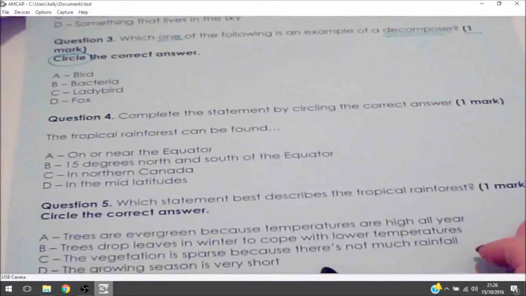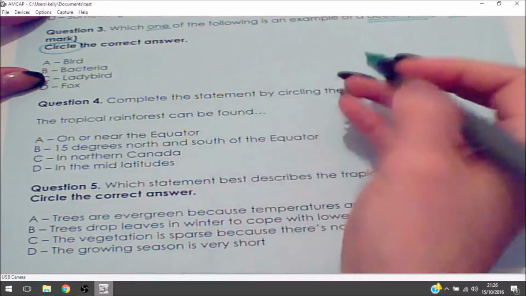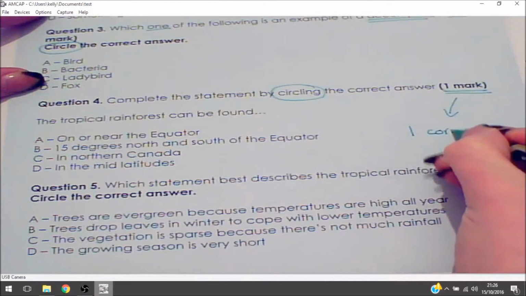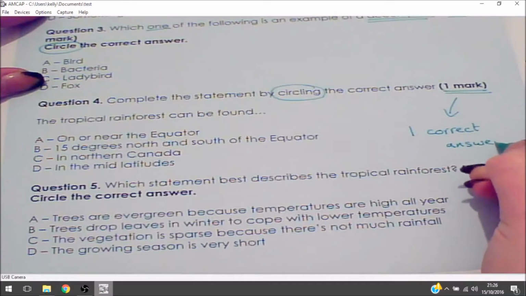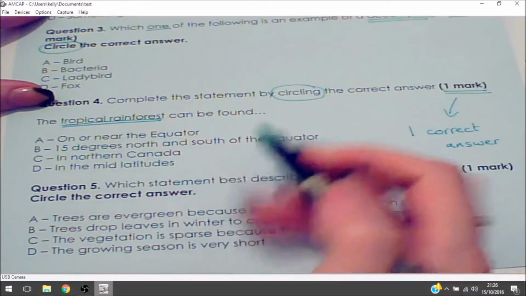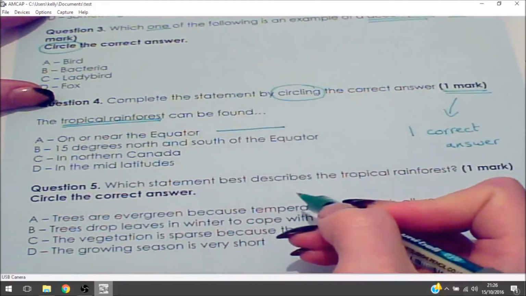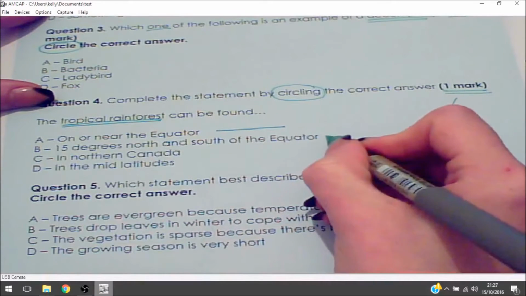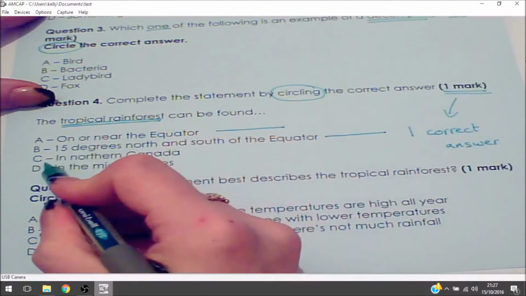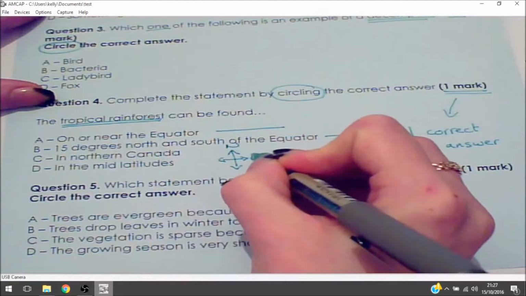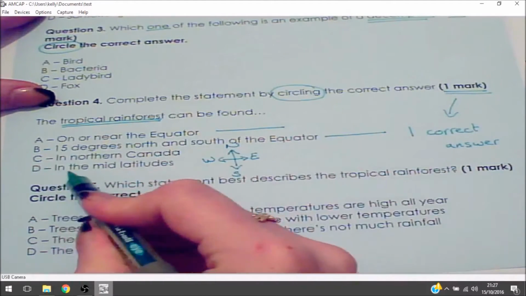Okay, moving on to question 4. Complete the statement by circling the correct answer. Worth 1 mark, therefore there's only 1 correct answer. The tropical rainforest can be found. So the key word here is tropical rainforest. So is it A, on or near the equator? Now remember, the equator is that imaginary line that runs through the centre of the earth. Is it B, 15 degrees north and south of the equator? Again, this imaginary line that runs through the centre of the earth. Is it C, in northern Canada? So think about your compass directions. Never eat shredded wheat. Or is it D, in the mid-latitudes?